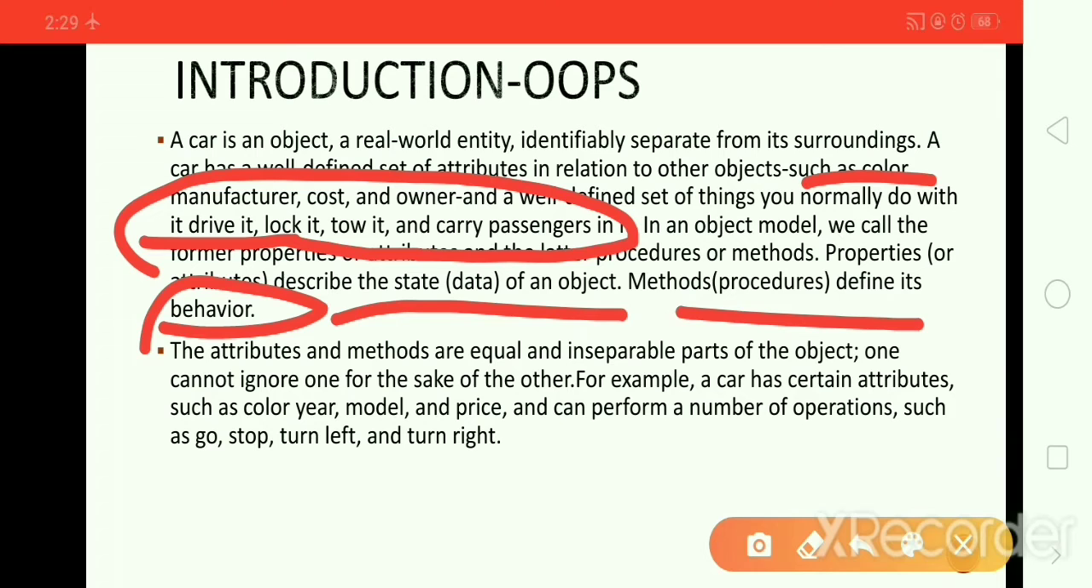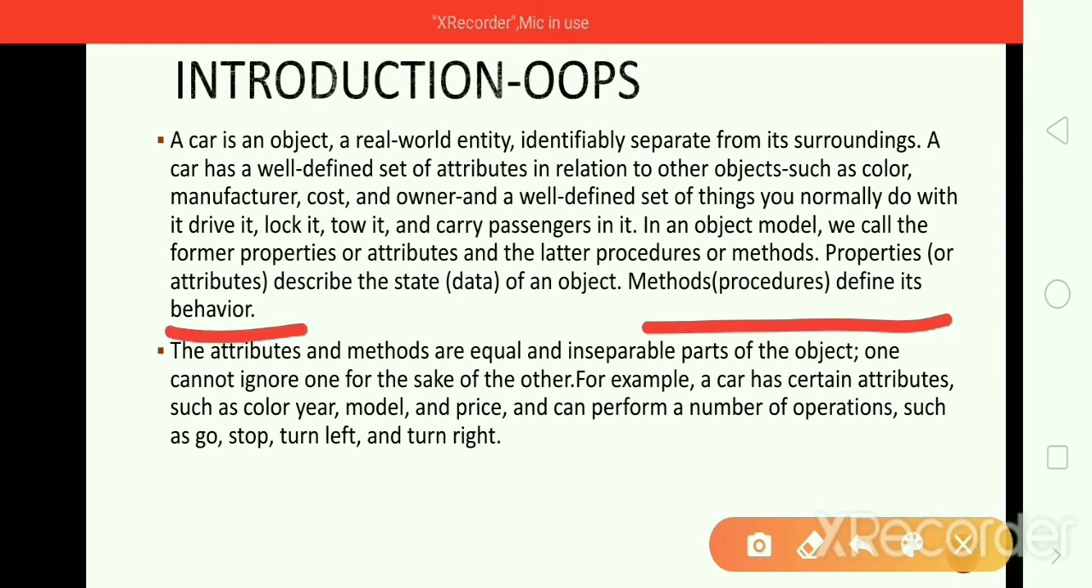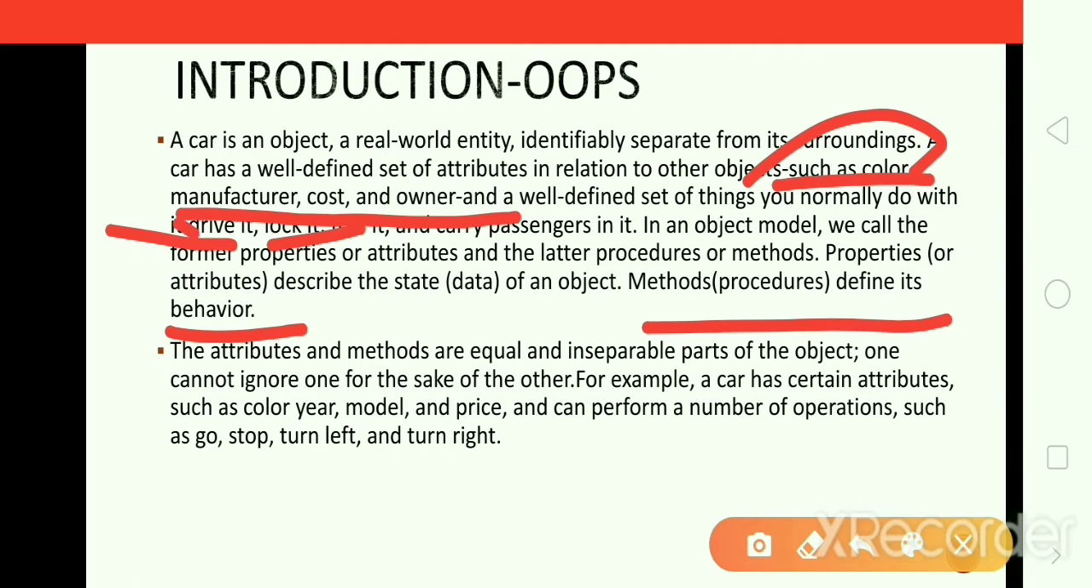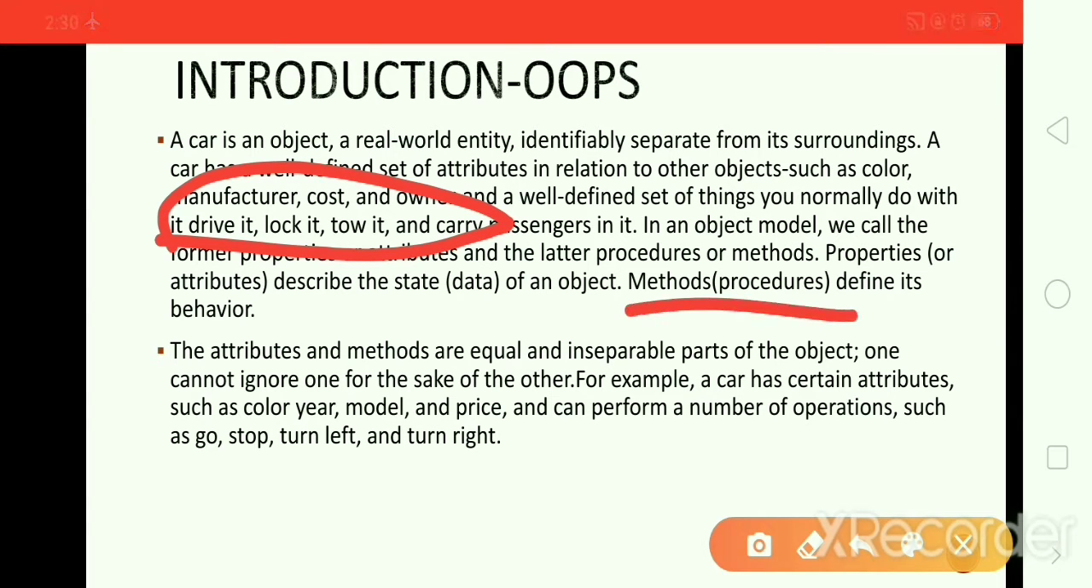These are the behavior of your objects, or you can call them methods of your objects, because you can see movements there. You can drive, there is a movement. Lock it, there is an action, but we can't find any actions here: color, manufacturer, cost, owner. So these are properties and these are behavior or procedures or methods.